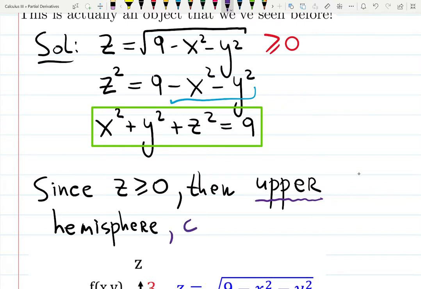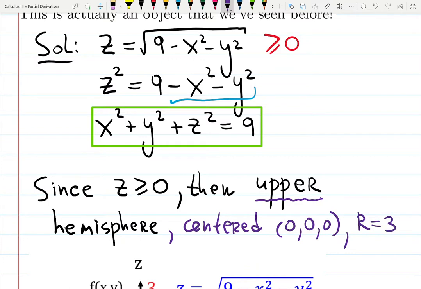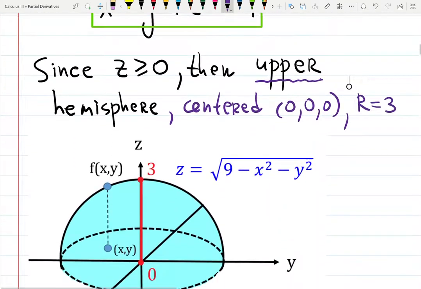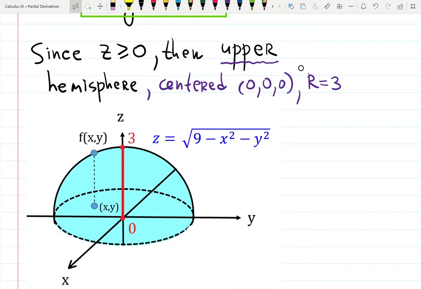Centered where? Centered, thank you, at 0, 0, 0. What's the radius? 3. Because it's 9, so 3 squared. Agree? So that's how you plot things in 3D. This is 2 variables. Every input into D, which is on the floor, will be shooting up with the next rule, 9 minus x squared minus y squared, and then you take the square root.